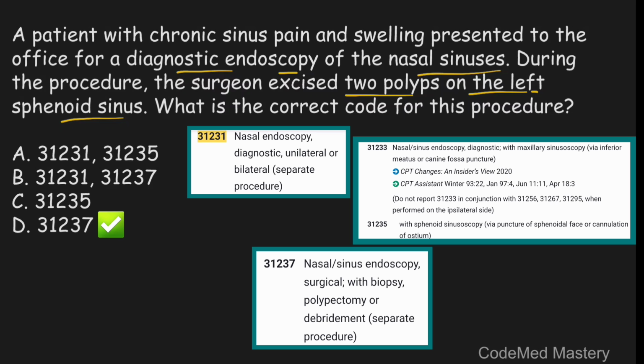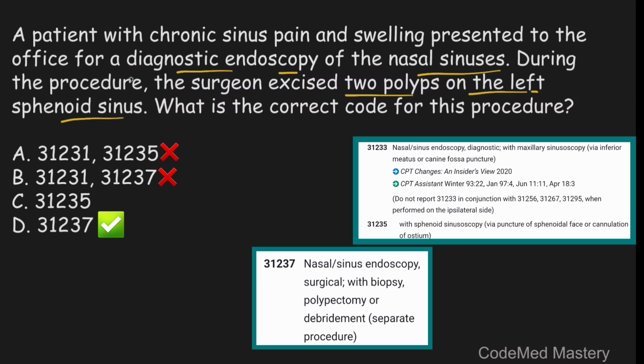We are going to eliminate options A and B because the first code is 31231, that is only for diagnostic endoscopy, not surgical. In the procedure, though they have mentioned the patient presented to the office for diagnostic endoscopy, during the procedure the surgeon excised 2 polyps on the left sphenoid sinus. Therefore, the diagnostic endoscopy was converted to surgical endoscopy.